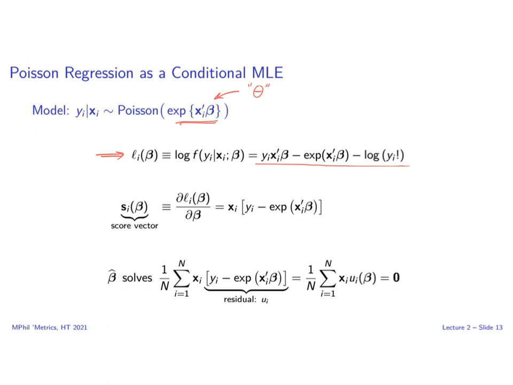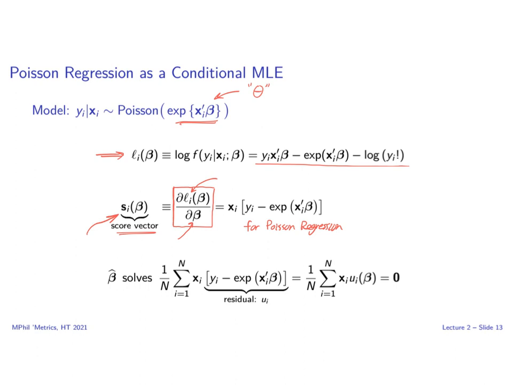We find it helpful to have notation and terminology to refer to common objects that we encounter throughout these lectures, so I'm going to start introducing some terminology now that we'll rely on later. The score vector is defined as a vector function of beta that is equal to the partial derivatives of the log likelihood with respect to beta. In the case of Poisson regression, the score vector can be expressed as the vector x times the quantity y_i minus e to the x prime beta.